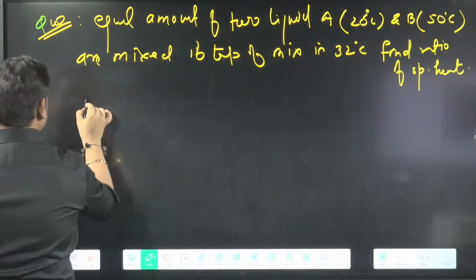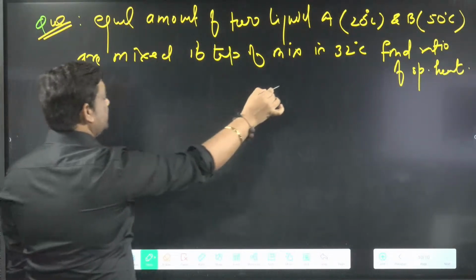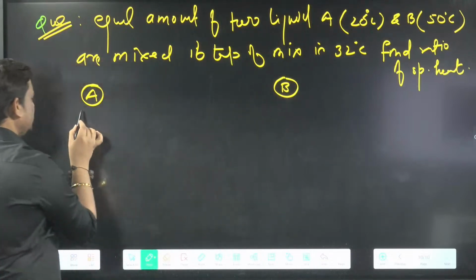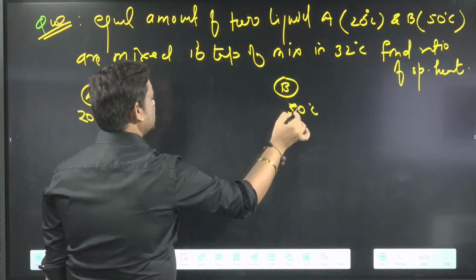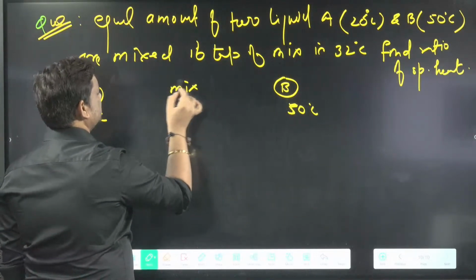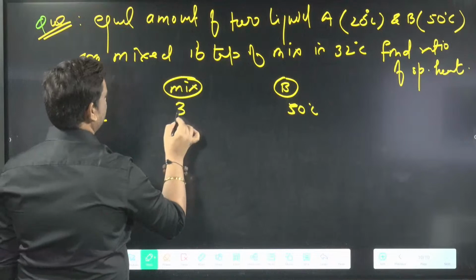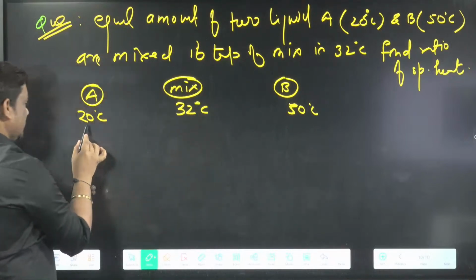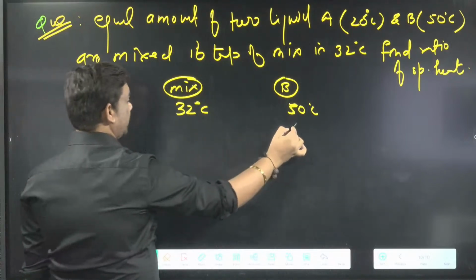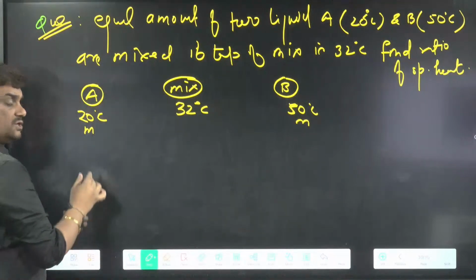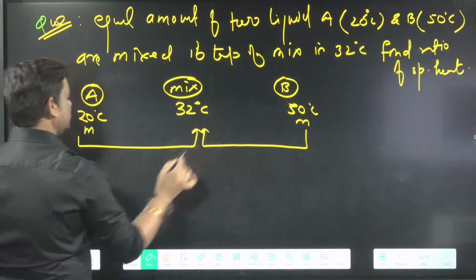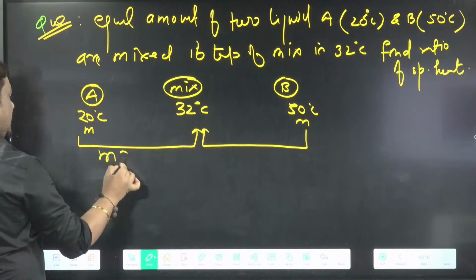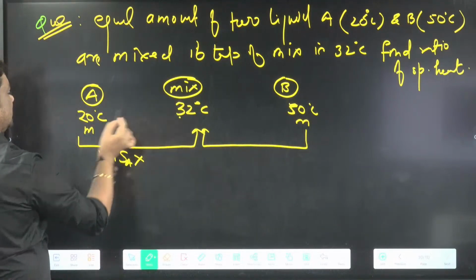So we can say, sir, this side A is at the lower temperature and this side B at the higher temperature. This is at 20 degrees Celsius, this one at 50 degrees Celsius, and here the mixture is at 32 degrees Celsius. This one is M, and this is also M, since equal amounts are given. So this will absorb the energy and this will release the energy. How much energy will it absorb? M S A delta theta, so 32 minus 12.